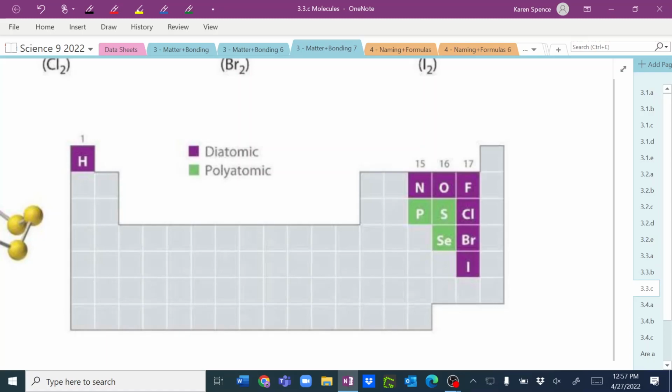One of my students this year taught me a new way of doing this. They call it the hockey stick and the puck. Can you see the hockey stick and the puck? Okay. How many diatomic elements are there? Can you count them for us? How many? There are 7 diatomic elements.